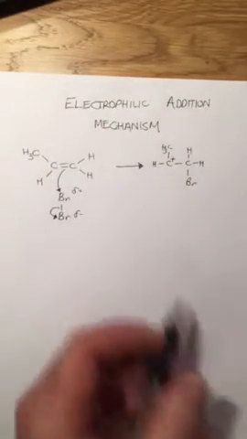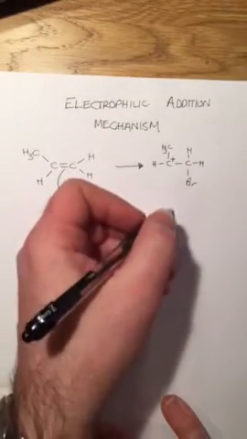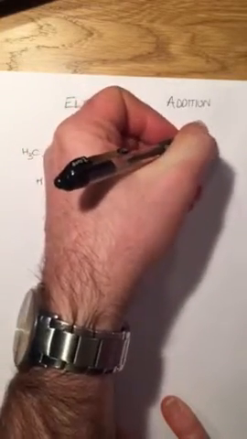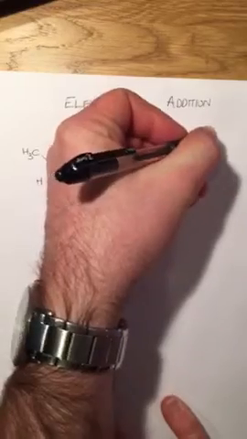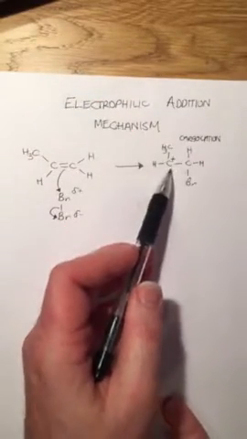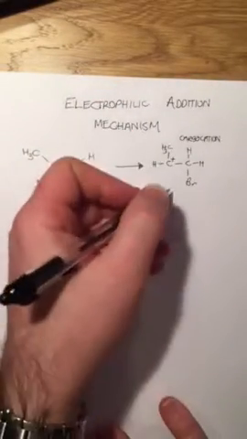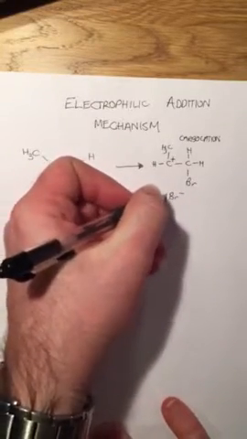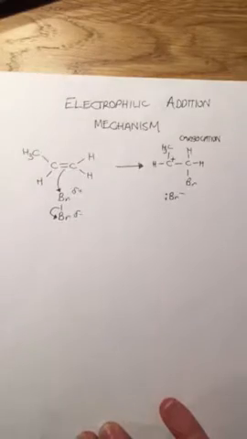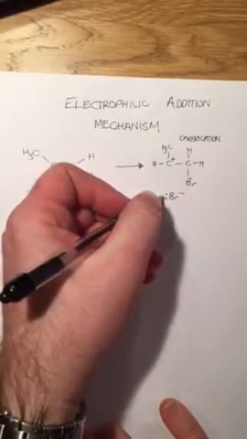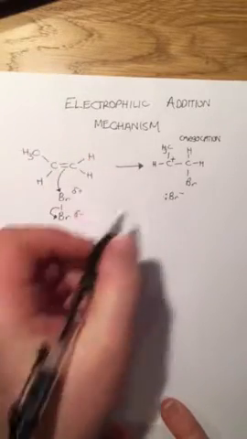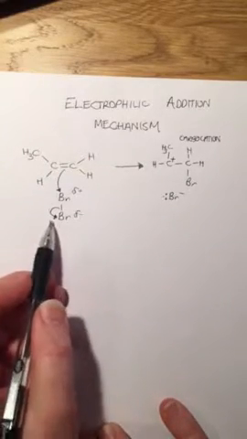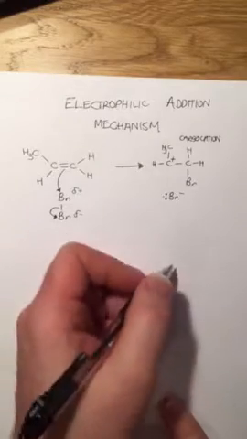Here is our intermediate. It is a carbocation intermediate. That means it's a positive ion on a carbon. And this is a short-lived intermediate which is very reactive, and it reacts with this bromide which has come from this bromine atom here.